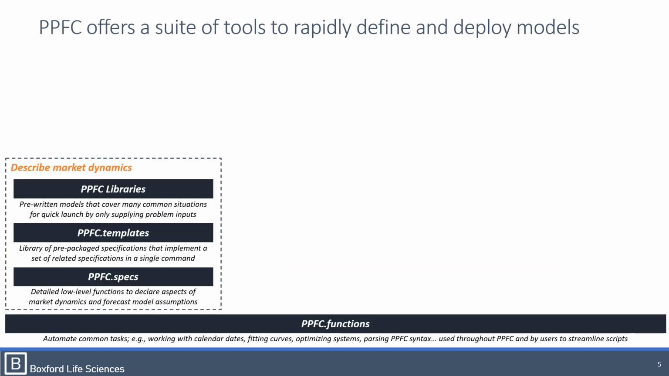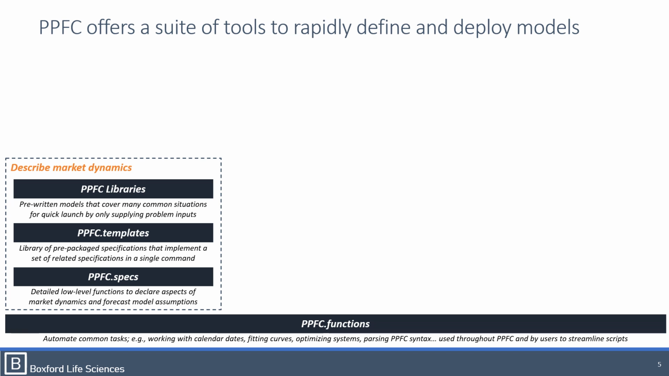To accomplish these tasks, PPFC offers a wide suite of tools to rapidly define and deploy models. The core, and what users particularly interact with, are functionality to describe market dynamics. We have low-level specifications. We can combine them into higher-level templates that implement an entire task in a forecast model, and then pull those templates together into example models that can be rapidly redeployed for different problems just by editing the inputs.